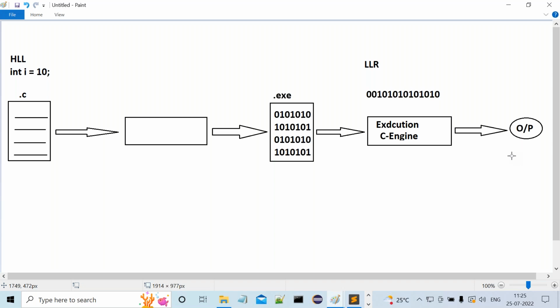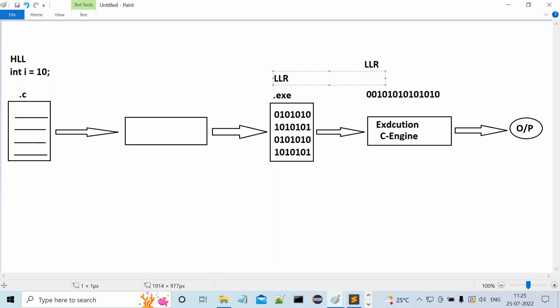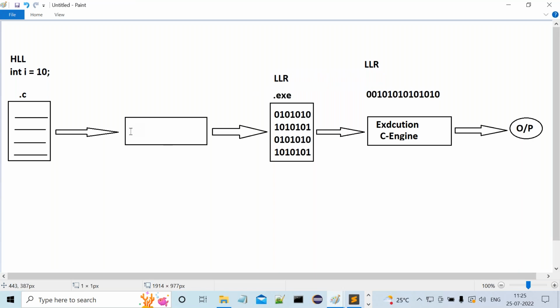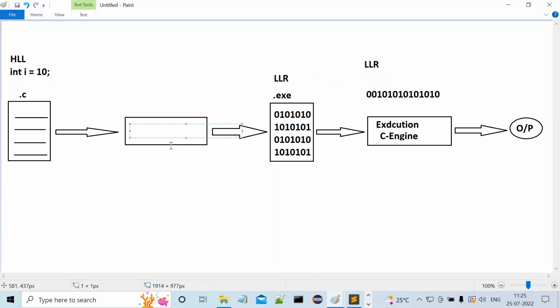What exactly is the job of this translator, guys? Translating a program from high level representation to low level representation. The total process of translation is nothing but compilation. What is the meaning of compilation? Translating our program from high level representation to low level representation. That is the job of compilation. Am I right or not?